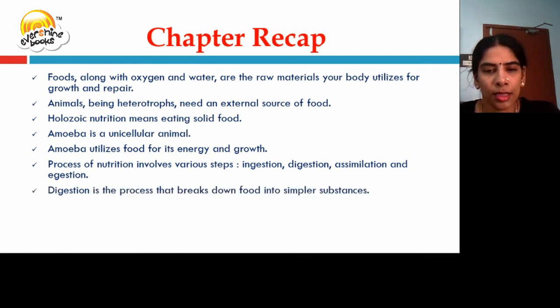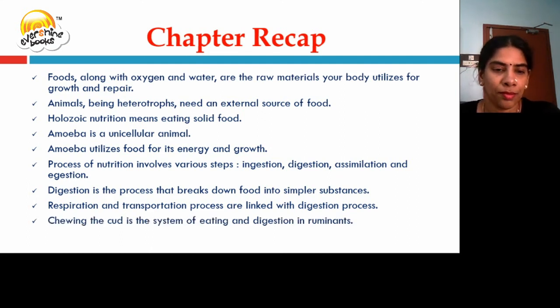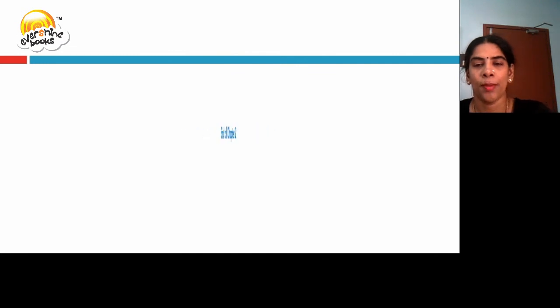Digestion is a process that breaks down food into simpler substances. Respiration and transportation processes are linked with the digestion process. Chewing the cud is a system of eating and digestion in ruminants. There are 4 types of teeth. This ends chapter 2.